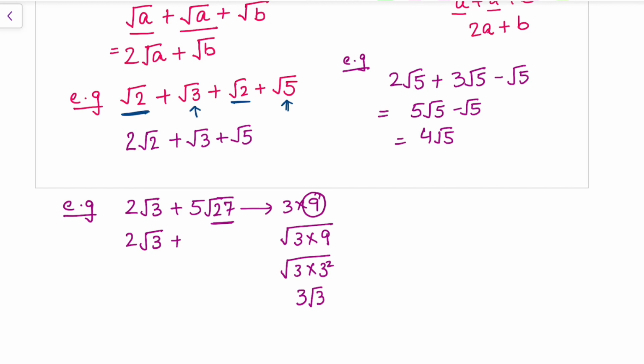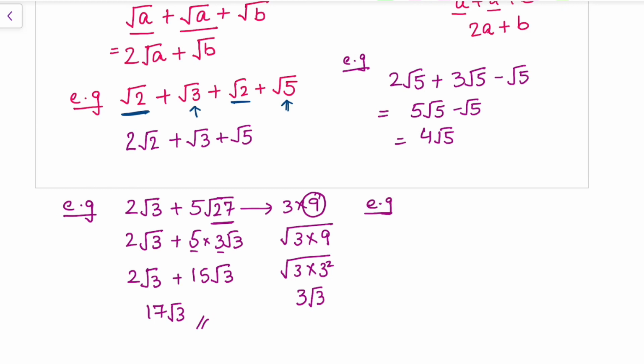So now that becomes 5 times 3 root 3, and the question is simplified further. 2 root 3 plus 3 times 5, which is 15 root 3. Now we can add 2 root 3 and 15 root 3, which will give us 17 root 3. That's our answer. Great. Let's do one more question of this type.